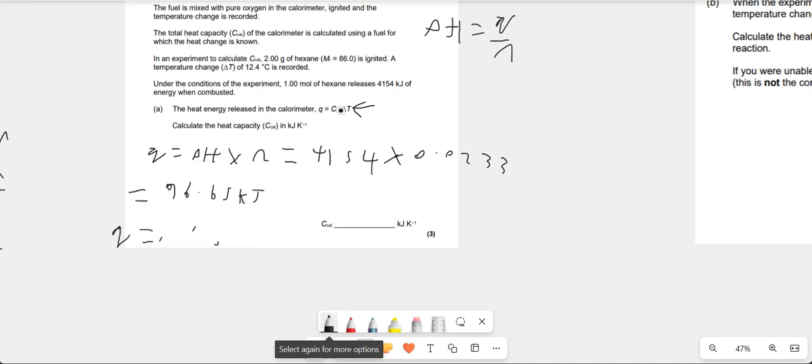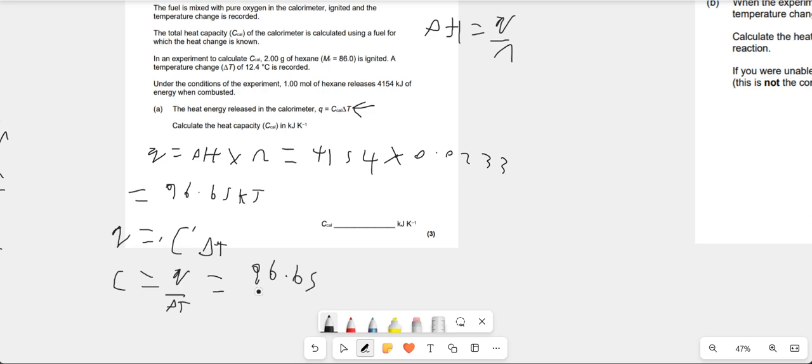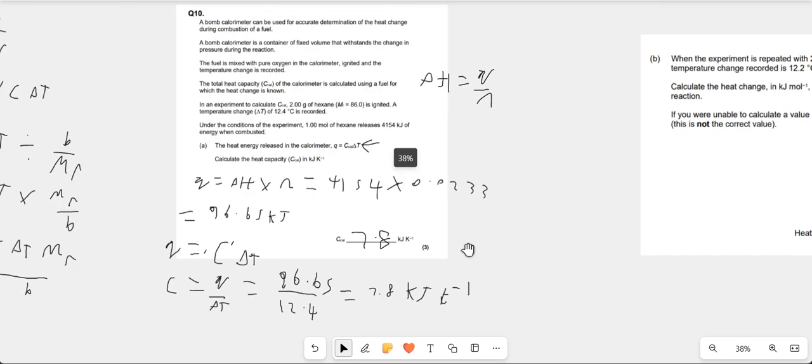Q equals C delta T. So therefore C would equal Q over delta T, which is 96.65 over 12.4, which gives me 7.8 kilojoule per Kelvin. This is in Kelvin and that's in kilojoule, and that's why I didn't change it to joules, because it requires it in kilojoule. Alright, calm, easy.